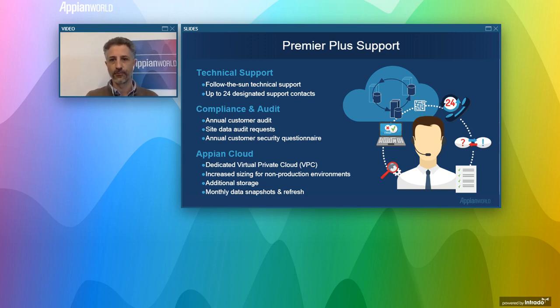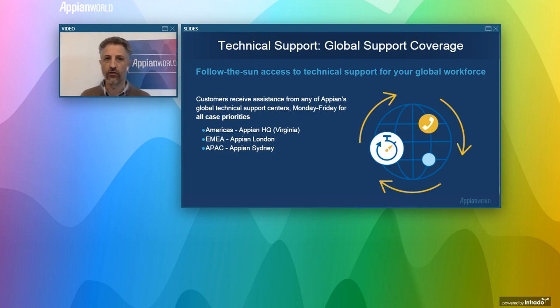So I'll cover each. On the technical support side, we've covered that with standard, you have business hours support. With Premier, that's extended to 24/7 for Priority 1 and Priority 2 tickets. Premier Plus extends that to a follow the sun model Monday through Friday across all case priorities, right? So those P3 and P4 cases can be worked by any of our international offices, regardless of where you licensed the software.